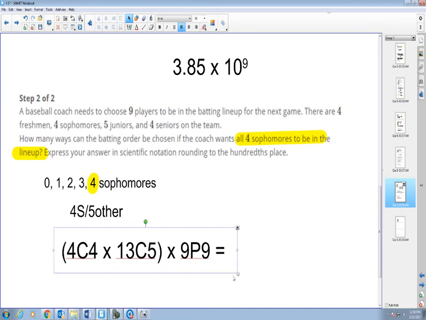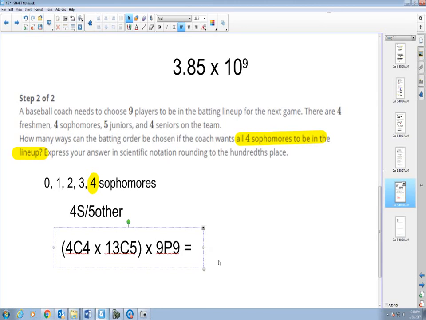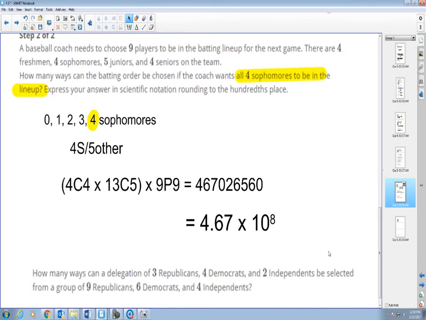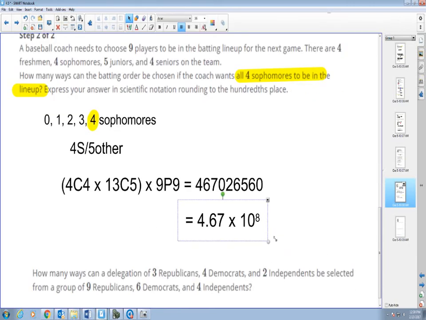And if you put this in a calculator, I believe the answer will be 467026560. And if we write it down in scientific notation, where the decimal is going to be between the 4 and 6, that will give me 4.67 times 10 to the, let's see, 1, 2, 3, 4, 5, 6, 7, 8. That will be to the 8th power. Okay. All right.